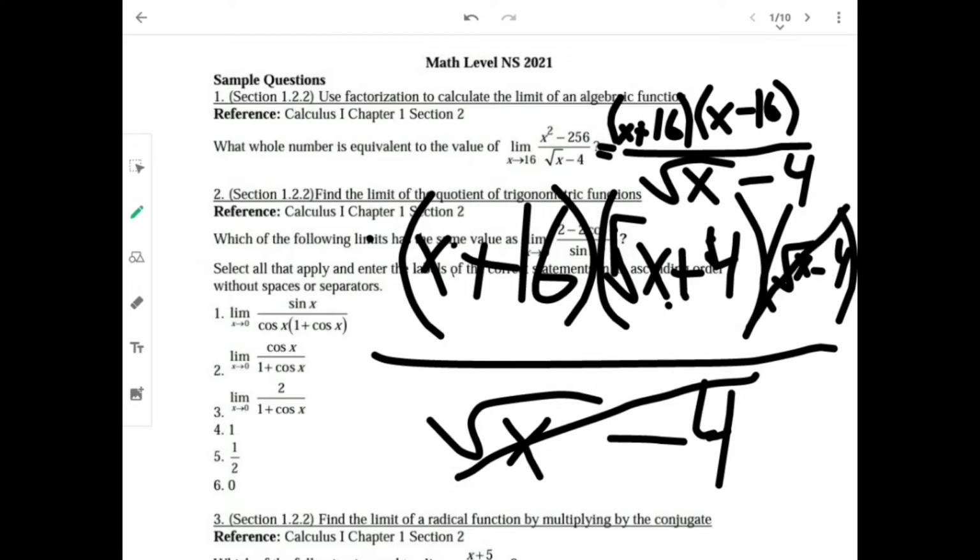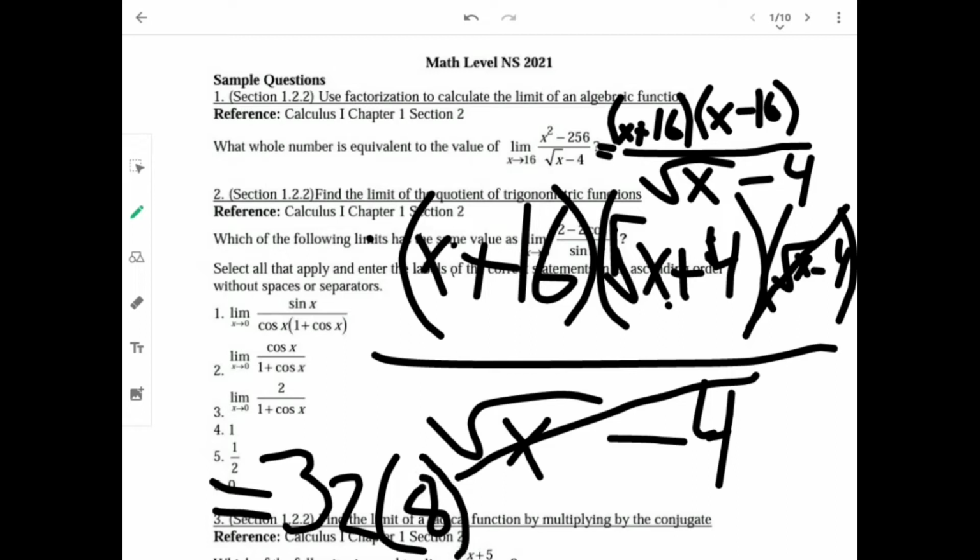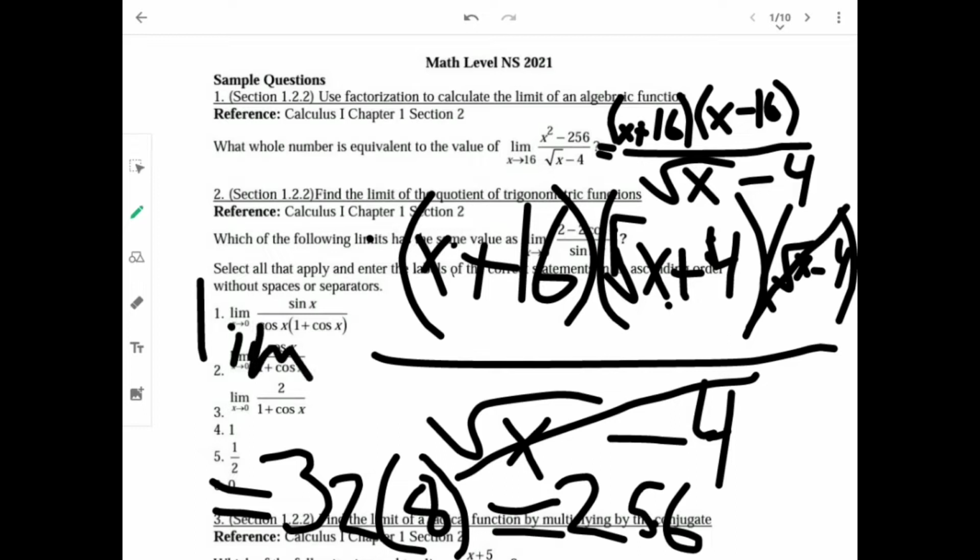Now you just plug in 16, so this will be equal to 32 into root 16, which is 4 plus 4, so 32 into 8, which will be 256. So that is your answer, and this is the limit. That is a limit as well. So in the written, don't forget to put the limit as this limit symbol. Okay, next question.